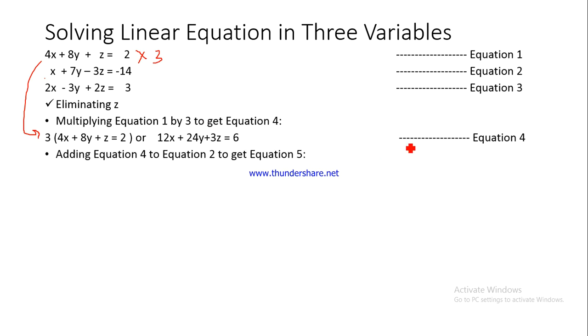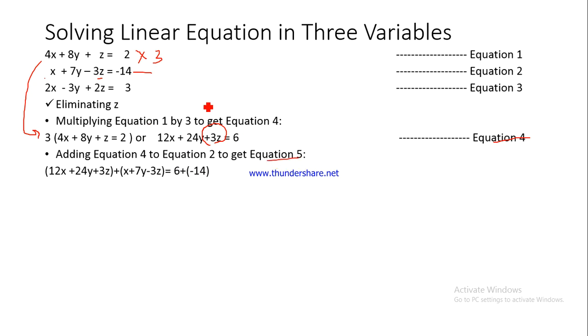Now you have to add equations. Have a look at this plus 3z here. If I add this up with this minus 3z, what will happen? Plus 3z and minus 3z will cancel out. Plus 3z minus 3z will become 0. So we'll be left with x and y. So I am adding this equation to this equation, and the result would be known as equation 5.